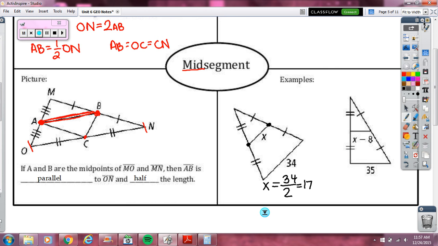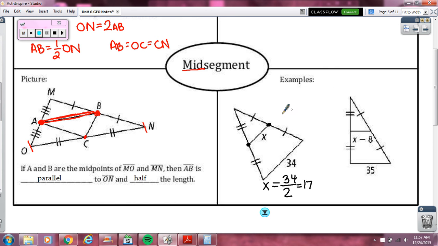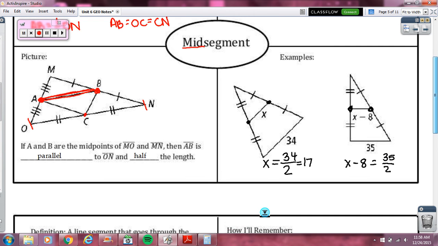Again, not very hard math, you just have to be able to look at something and know what problem to set up. So second one, I see a midpoint, half of one side, another midpoint, half of the other side. So that means that x minus 8 is going to be equal to half of 35, or 35 divided by 2. I set it up, I'm going to leave it to you to solve. You should get a decimal on that one.